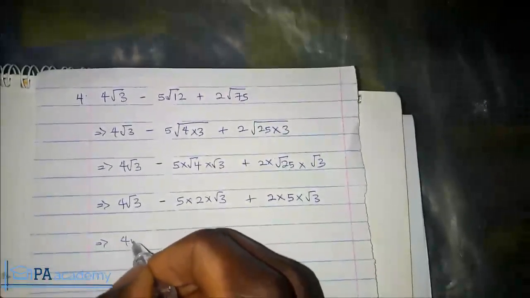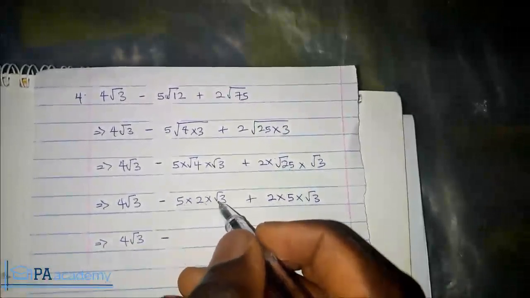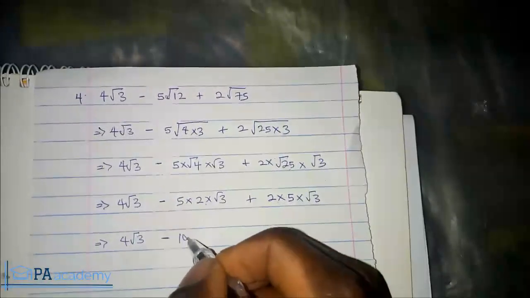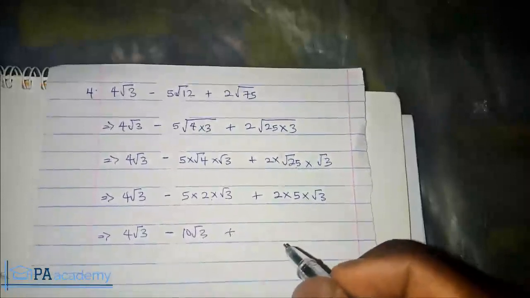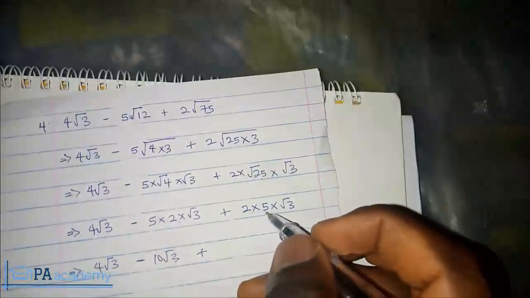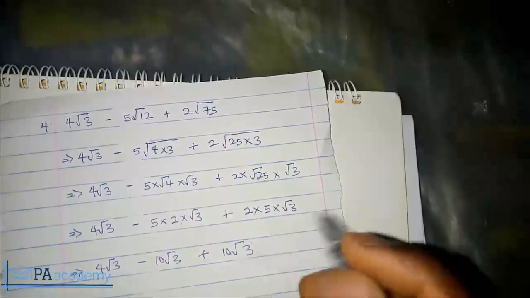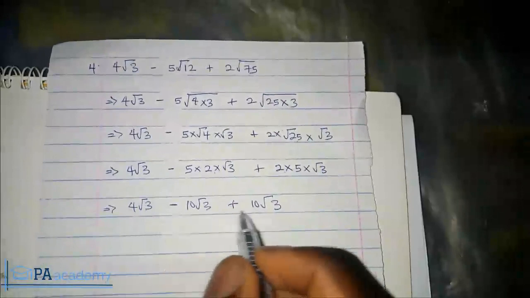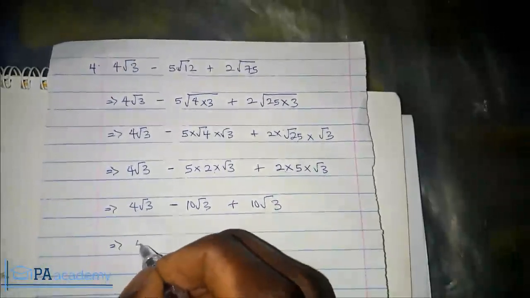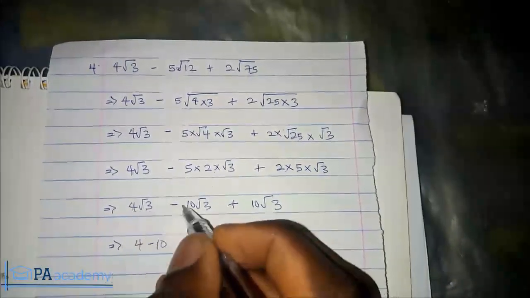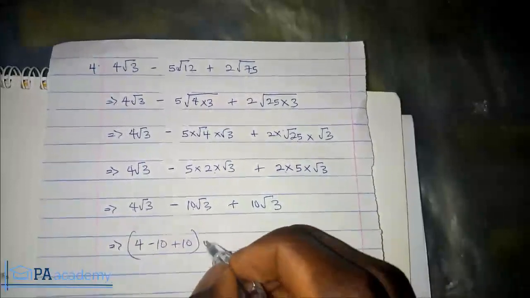So that will give us 4 root 3 minus 5 times 2 is 10. So 10 times root 3, that will give us 10 root 3 plus 2 times 5 is what? Is also 10 times root 3. That will have 10 root 3. So they are all in root 3. So we can add the numbers before it. That is 4 minus 10, then plus 10 into brackets multiplied by root 3.